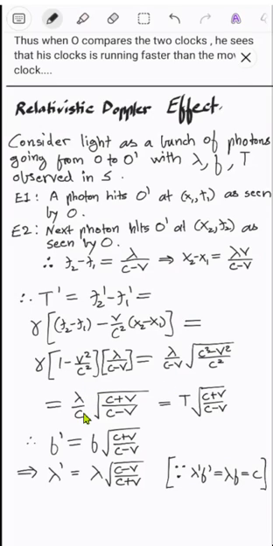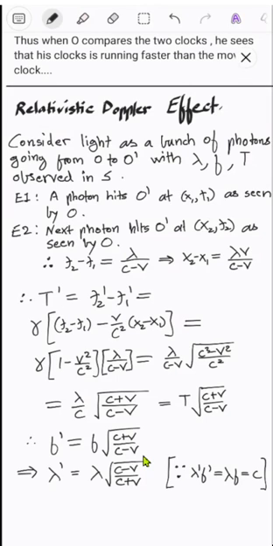And remember that lambda upon c is by definition capital T. So this is just capital T times square root of c minus v upon c plus v. Then reciprocate the whole equation. So 1 upon t dash is f dash, we are defining it like that, and 1 upon T is f, and this will get reciprocated as well. So f dash is equal to f times square root of c plus v upon c minus v.